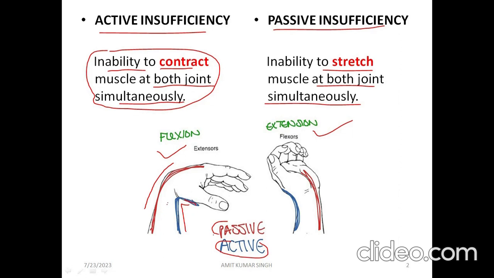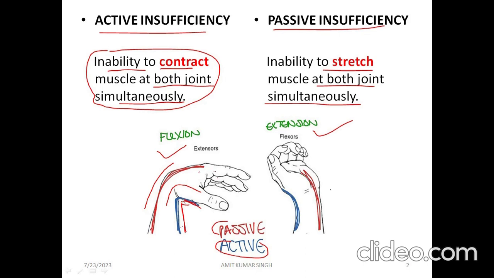In this diagram you can see the subject is trying to do wrist flexion. Once he has done the wrist flexion, he has already shortened the wrist flexors around the wrist joint. Now if you ask that person, after doing wrist flexion, to make a fist by flexing the MCP joint, this will not be possible, because the person has already used the wrist flexors for the movement of wrist flexion. That is known as active insufficiency.